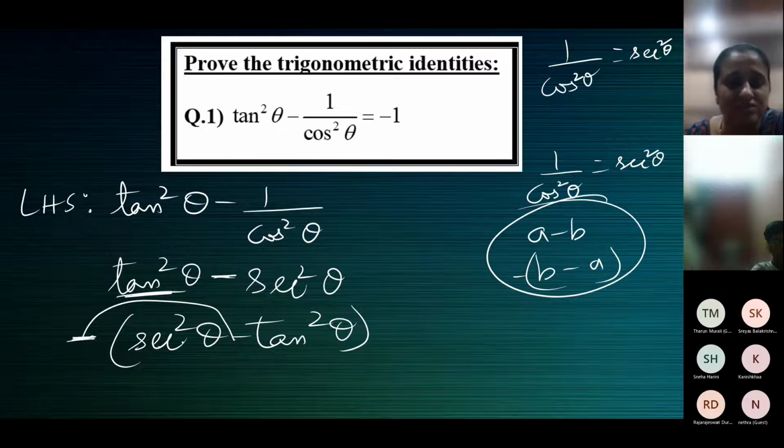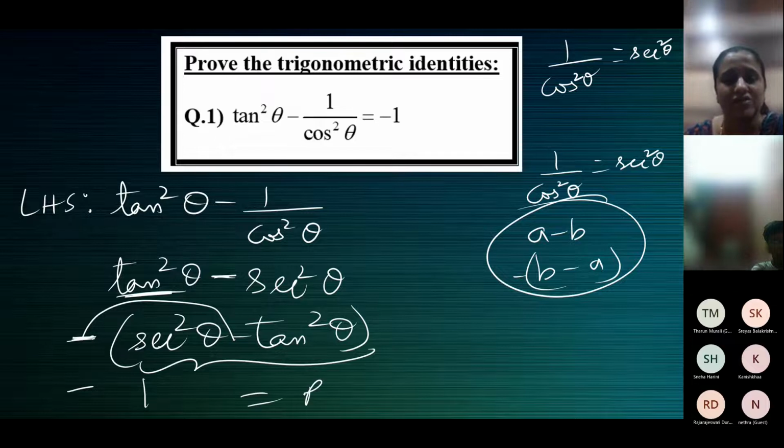Okay, so now secant square theta minus tan square theta is 1. Identity. Secant square theta minus tan square theta is 1. So minus, this one is 1. So minus 1, which is the RHS. So we have proved that the LHS is equal to the RHS, which means we have proved this trigonometric identity.